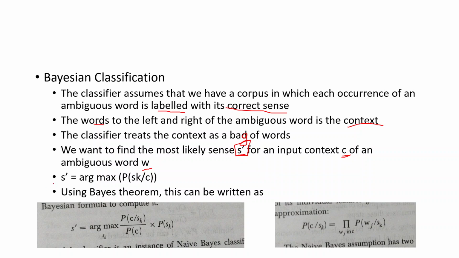Now we can also describe it as S dash is equal to argmax of the probability of the sense Sk given the context. Given the context of the sentence C, what is the probability of this sense Sk given C? That is a conditional probability, and S dash will be the one with the highest probability. That is why we have argmax. So the basic idea is, given a sentence C, we have to find the sense.